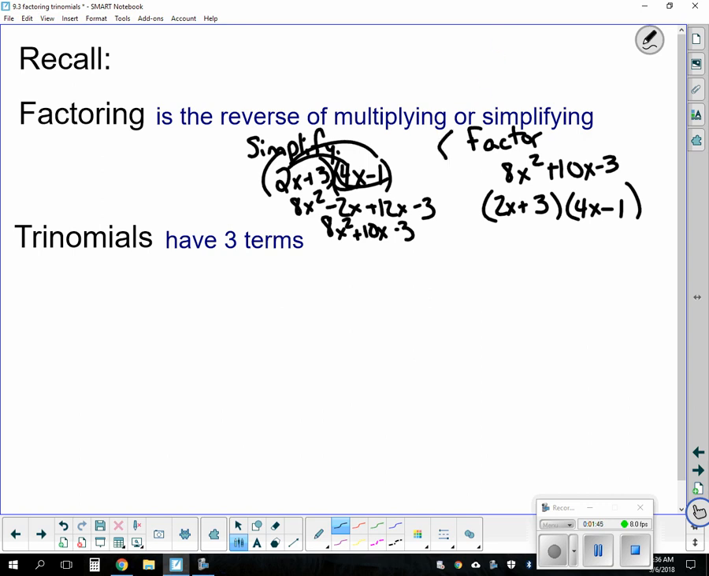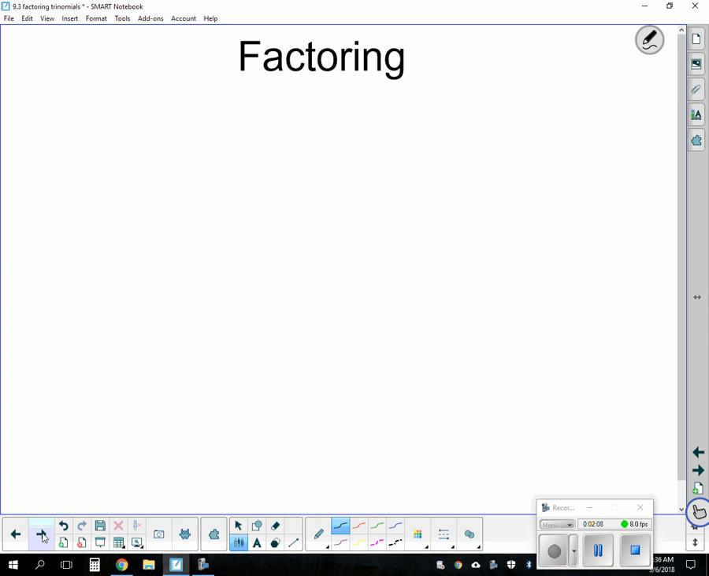So two very different things going in opposite directions. Simplifying makes it a simpler problem, gets rid of the parentheses, and factoring takes an expression and turns it into two things that are being multiplied. Trinomials have three terms. That's what we're going to be working with today. Before we get there, let's review some things about factoring.